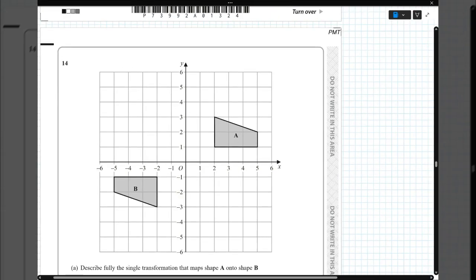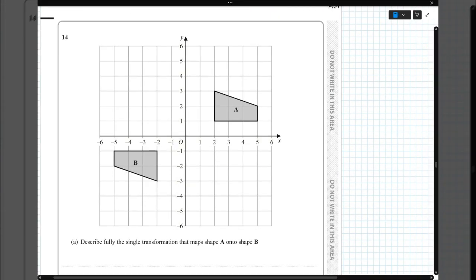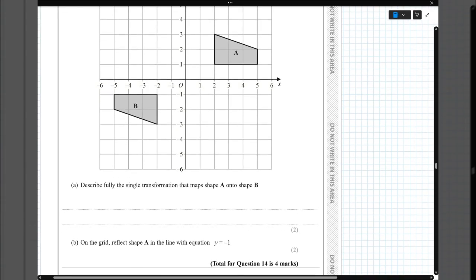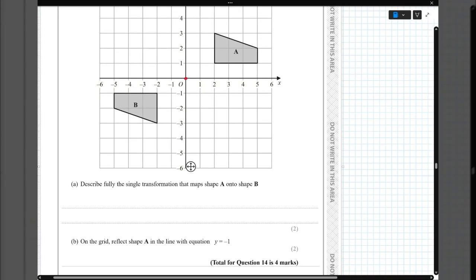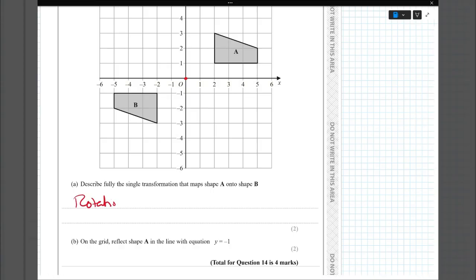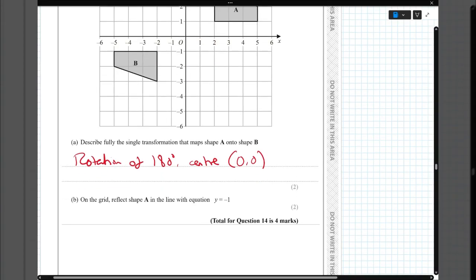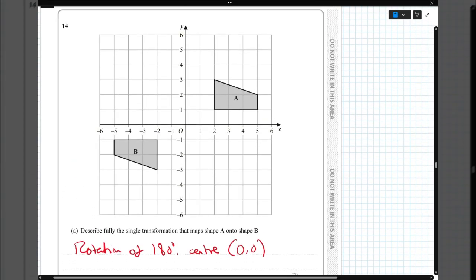Down to question 14. Describe the single transformation that maps shape A onto shape B. Well, this is quite fortunate because this is a rotation of 180 degrees with a center point 0, 0, because we can see that that shape is rotated around there. Isn't that wonderful?